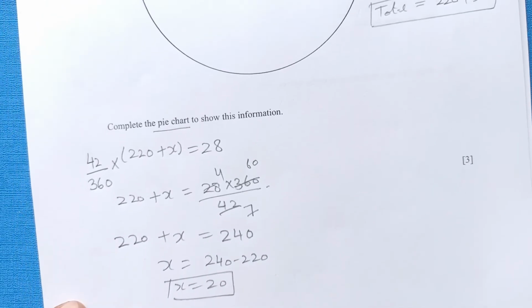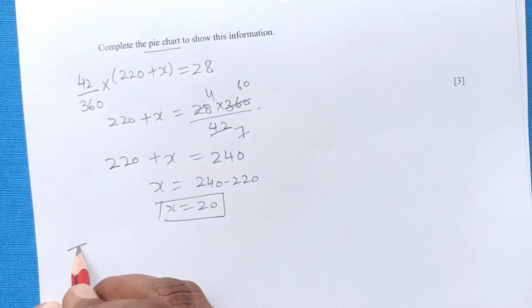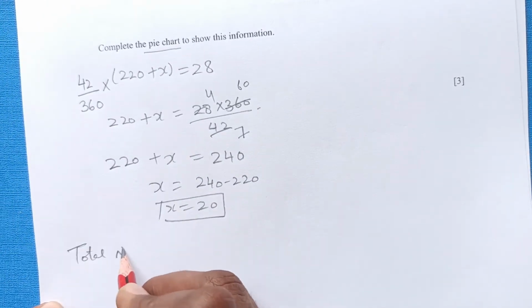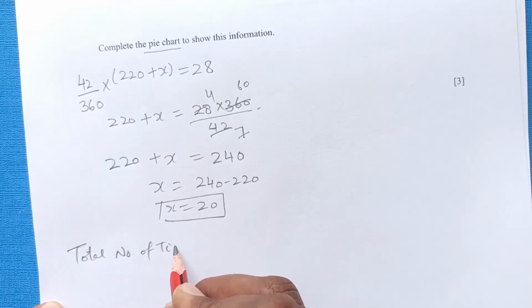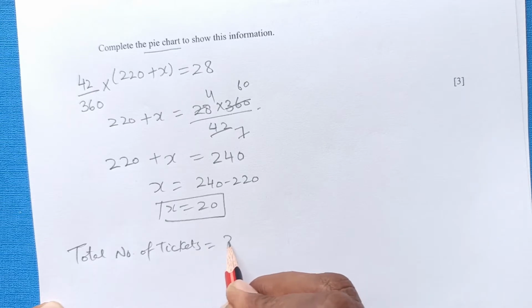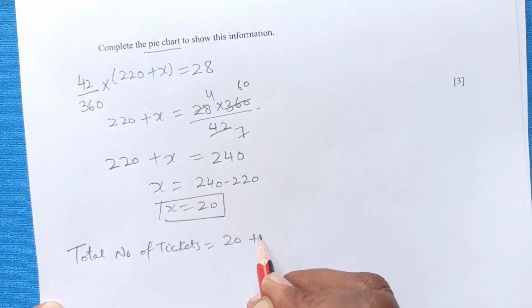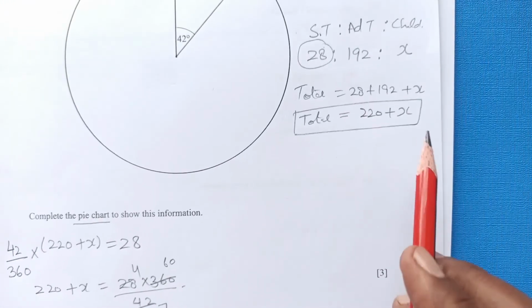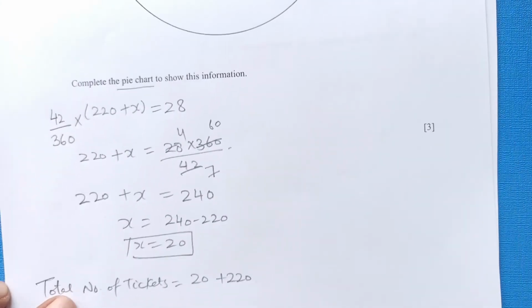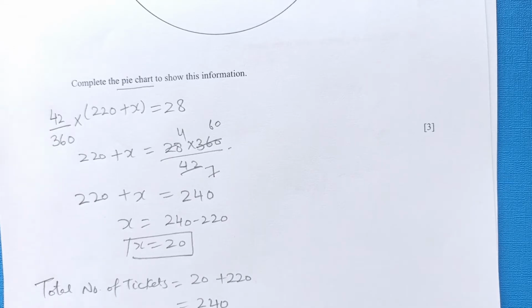So now what is the total number of tickets sold? From here, the total was 220 plus X. So this is 240. So this is the total number of the tickets.